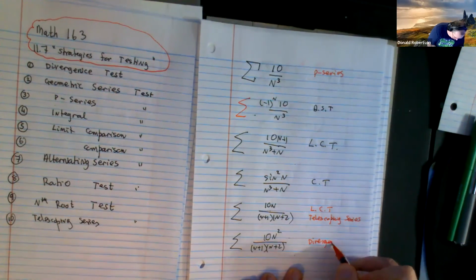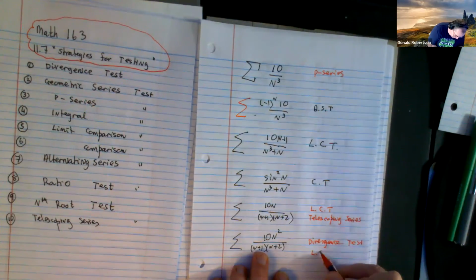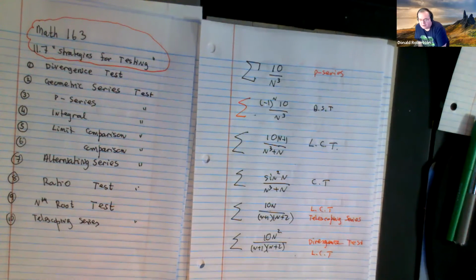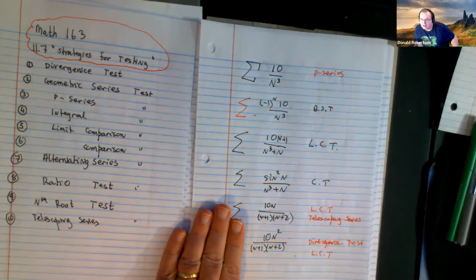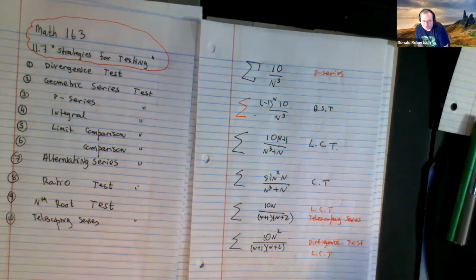Now, I could do a limit comparison test, and it would work. But I would say the divergence test is quicker. Would you agree that you could FOIL out the bottom and prove that the limit was 10? And because the limit is a number, it diverges. That's what the divergence test says. The limit comparison test would take a lot more work, and it would eventually tell you the same thing. It would behave like a number actually, so that's a bit weird, but it would work.